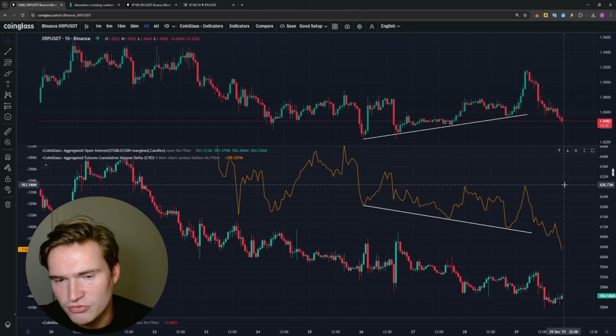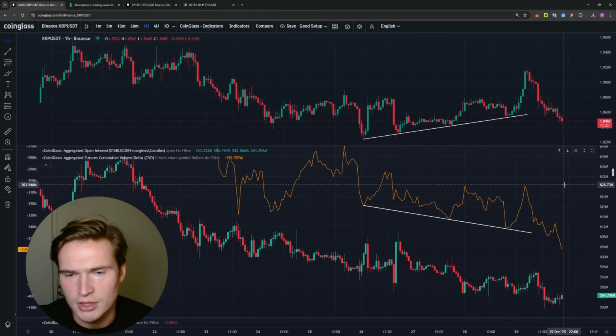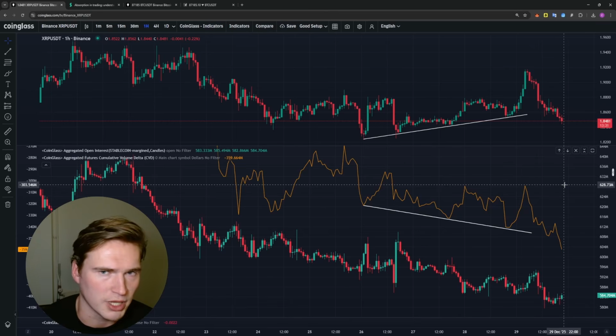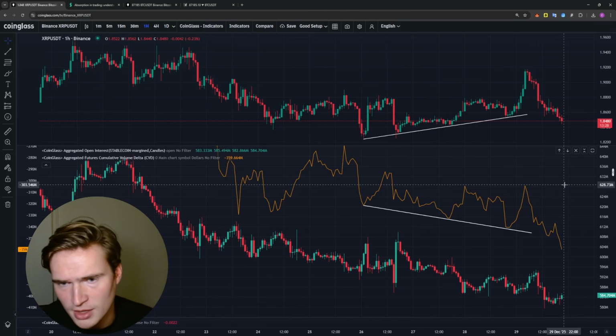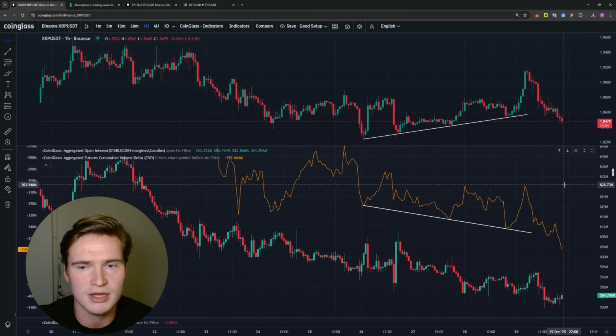And that can be both longs opening, shorts closing for buying volume. And on the other hand, that can also be shorts opening and longs closing for selling volume. Now, is that the only thing that drives price, the cumulative volume delta? No, right, and that is where absorption comes in.